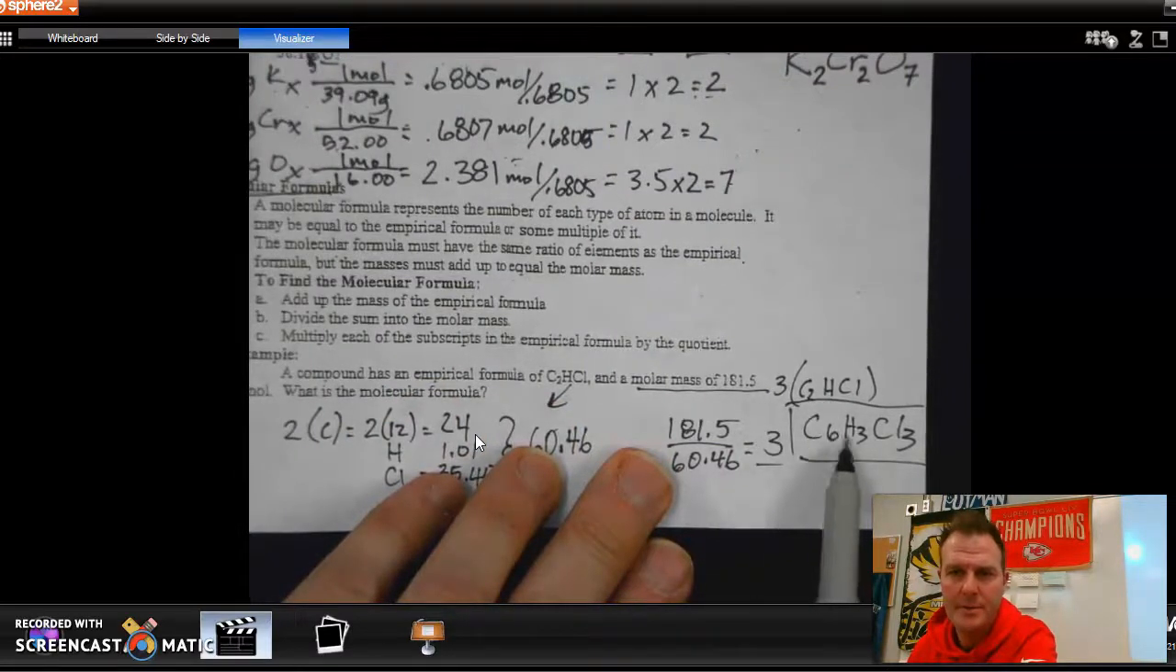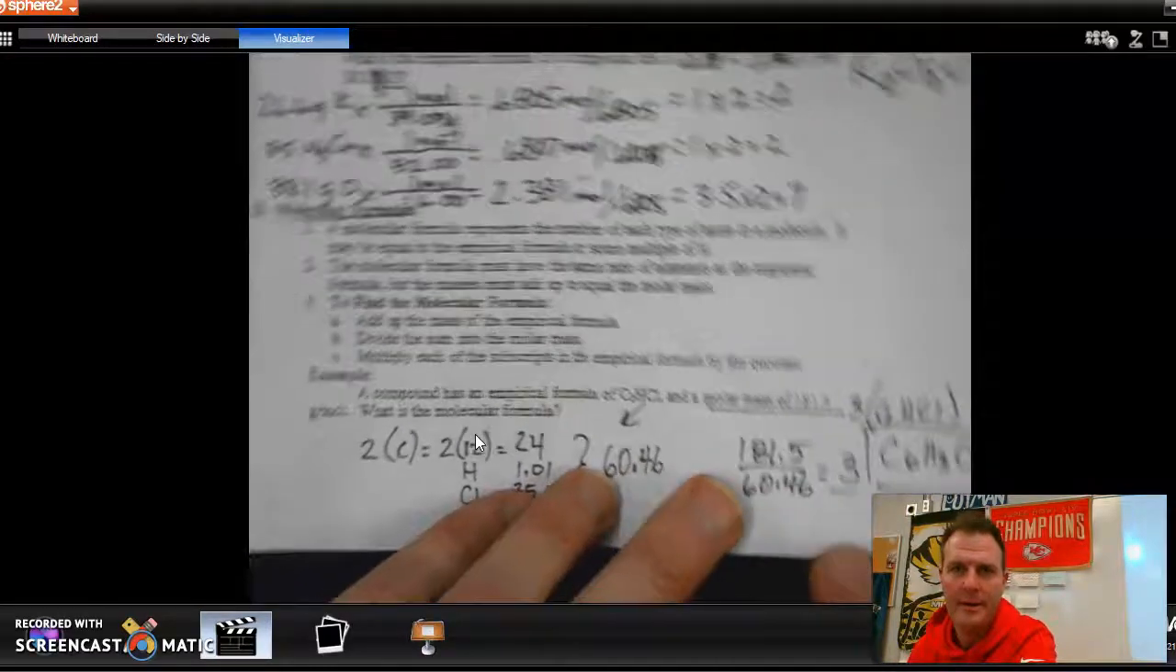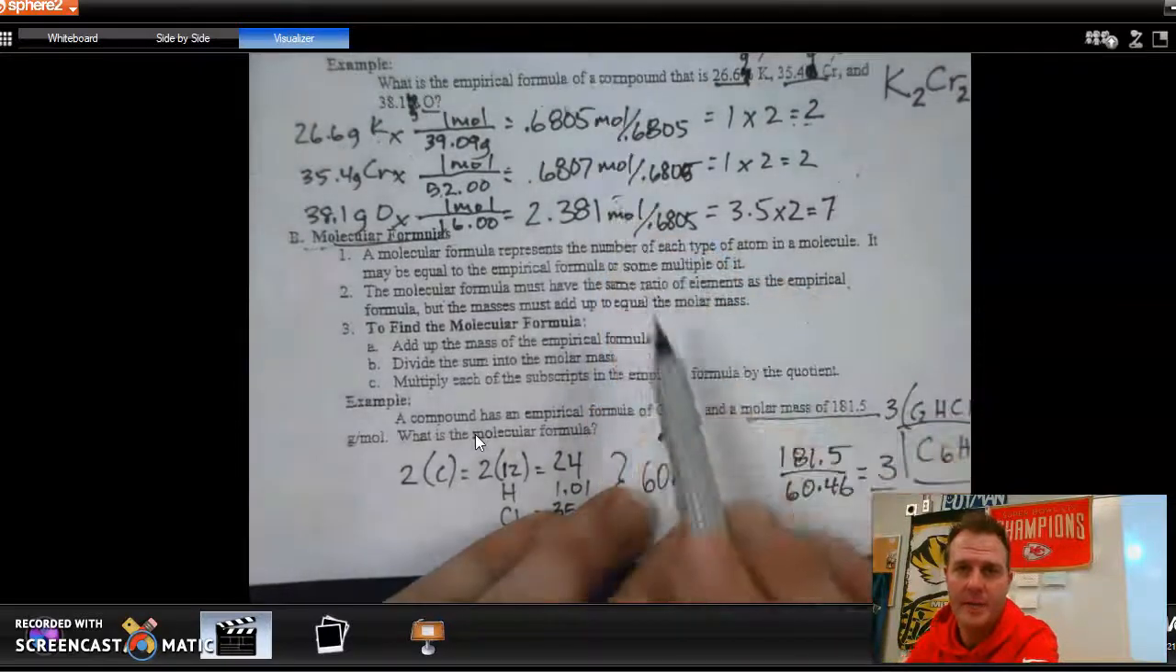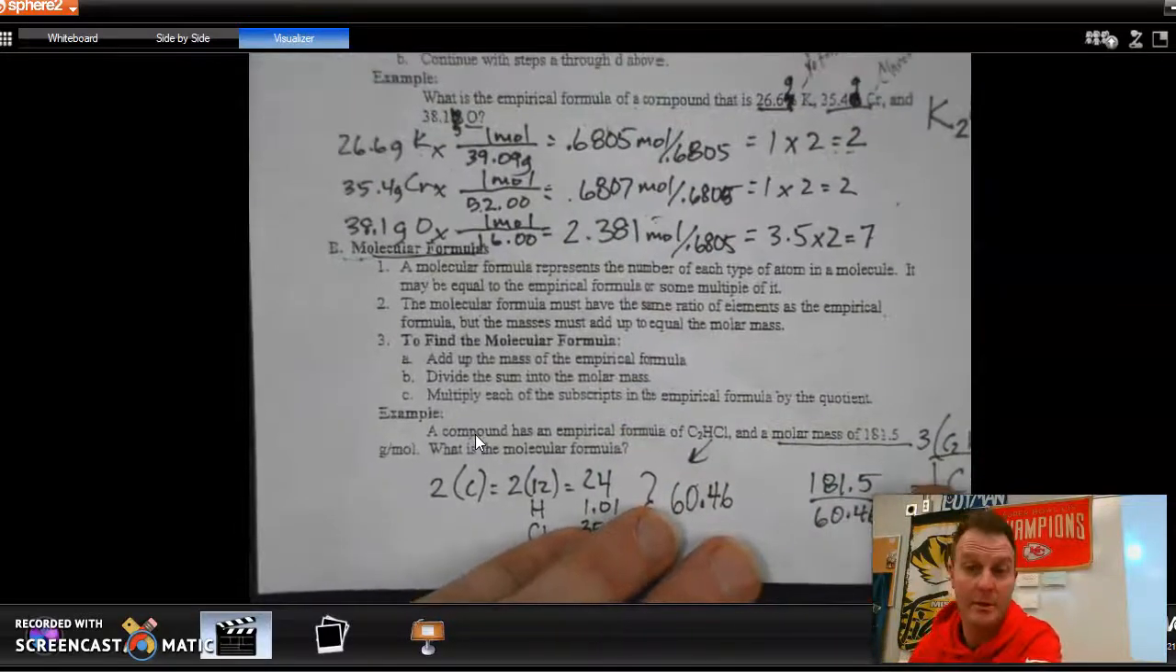So you're going to get 3 times 2, which is C6. 3 times H, which is H3. 3 times Cl, which is Cl3. Okay? Now, you can do this problem and dump it into this problem. So let's take a look at that one.